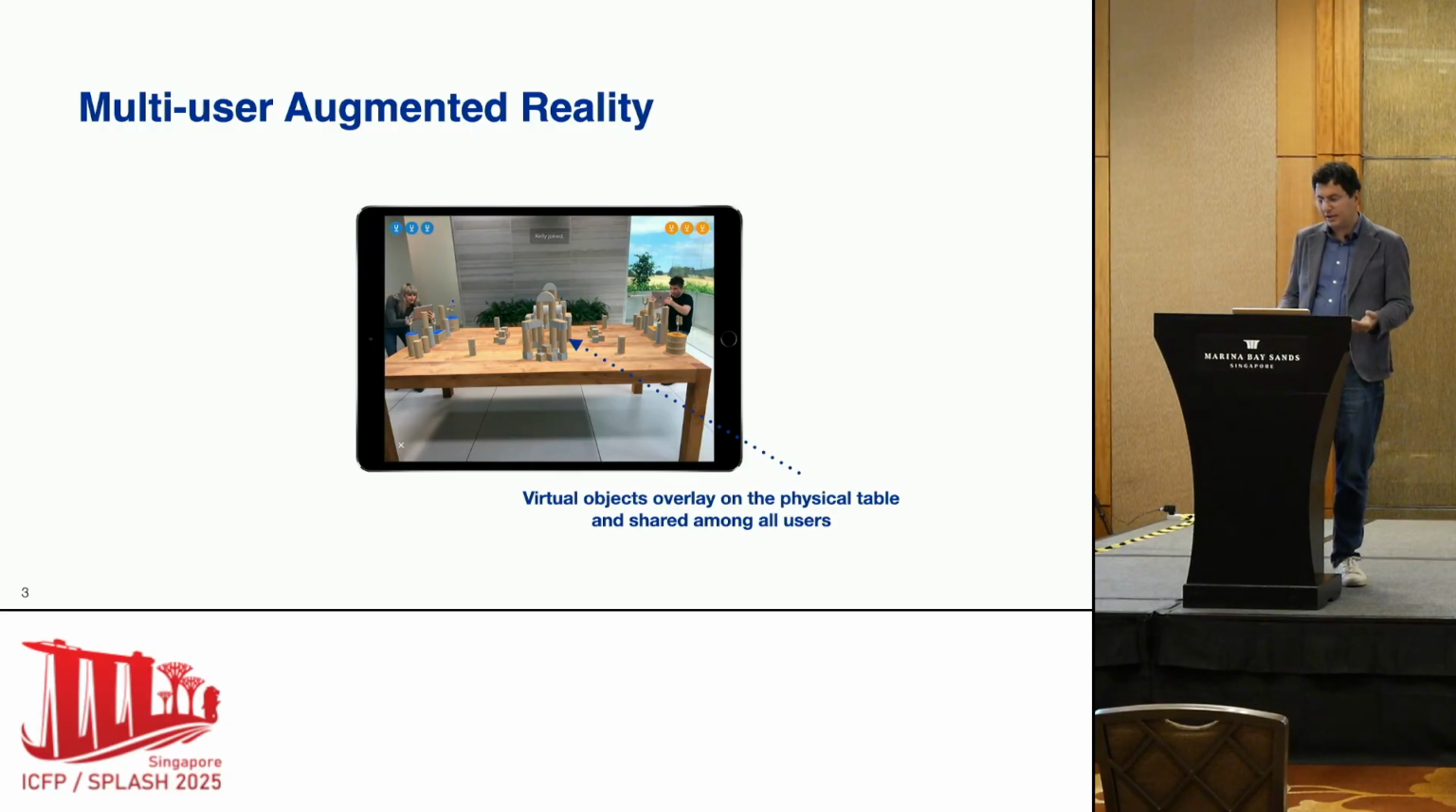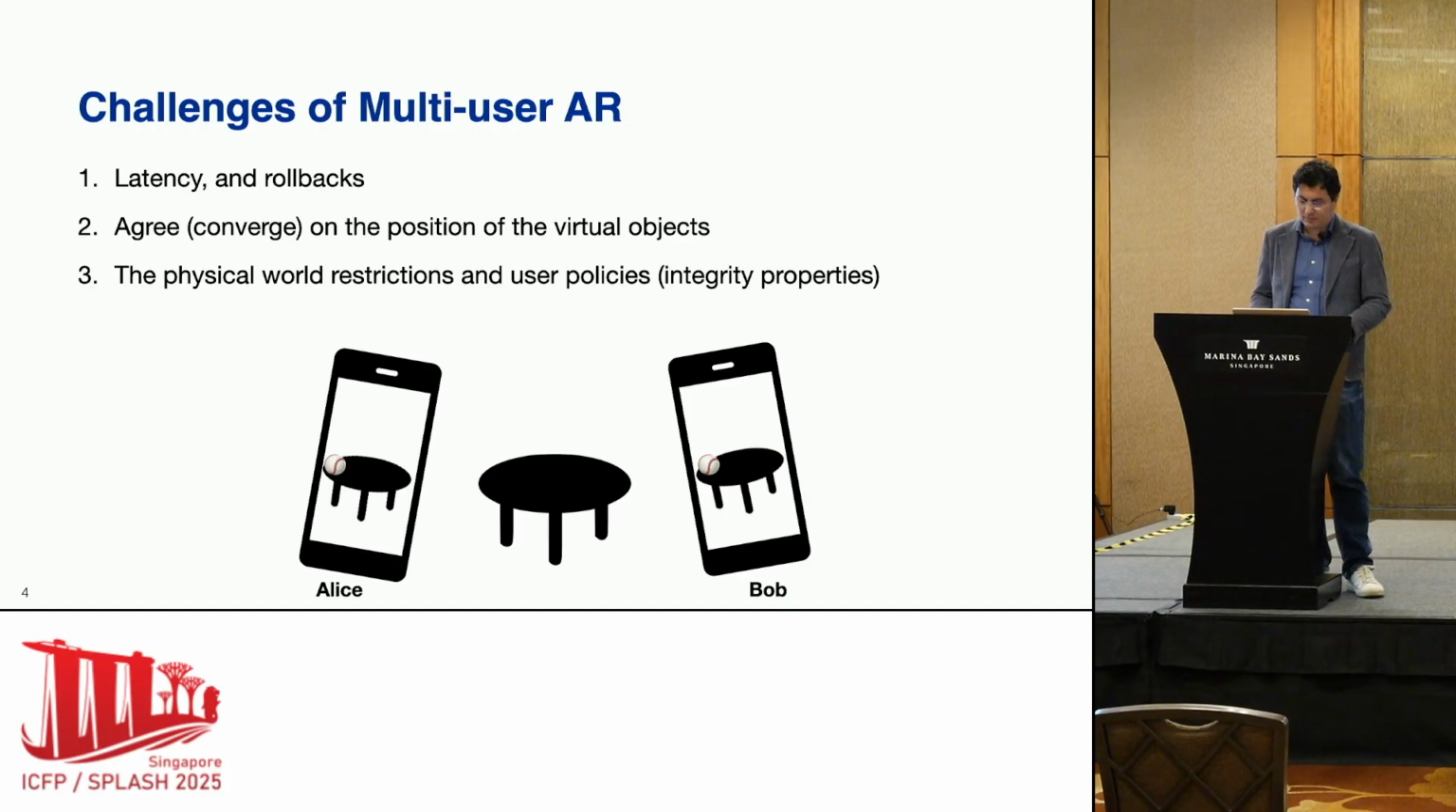For example, here we have a physical table and we have multiple virtual objects on top. And there are multiple users that are interacting with these objects. So what we want in these applications is first, low latency, and we want to avoid rollbacks because these directly affect the user experience. And we also want to make sure we converge to the same state. If you're moving the object and some other user is moving the object, we want to eventually have the same position.